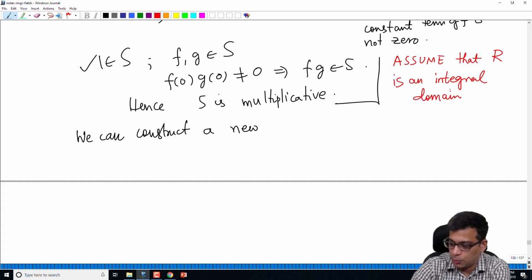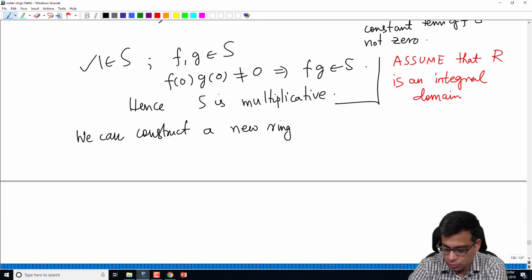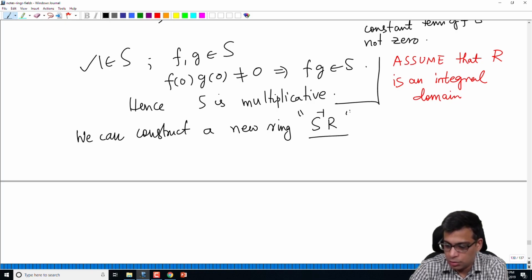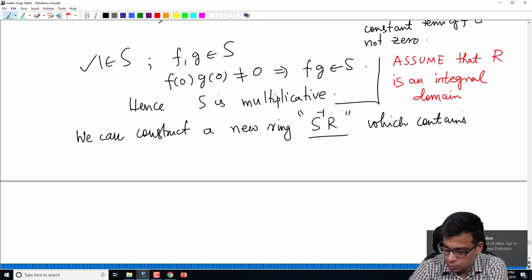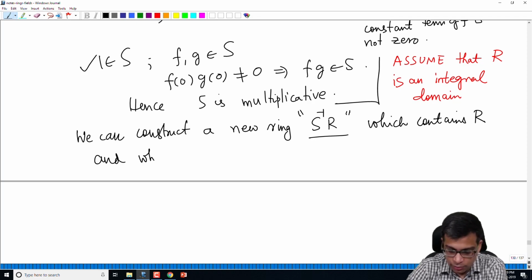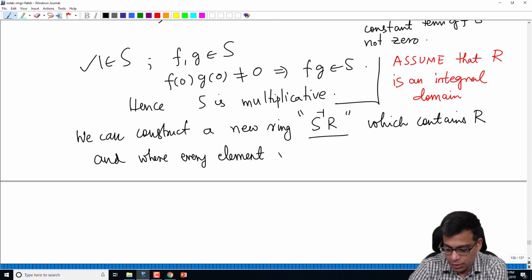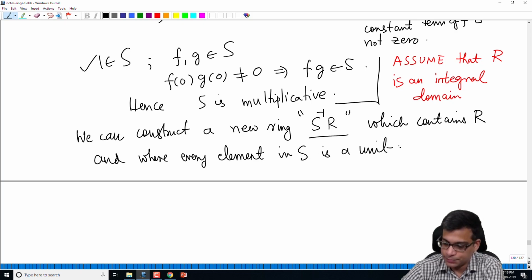From now on in this problem, we will assume that R is an integral domain. We can construct a new ring which we denote by S inverse R, which contains R and where every element of S is a unit. So I will explain what this means.